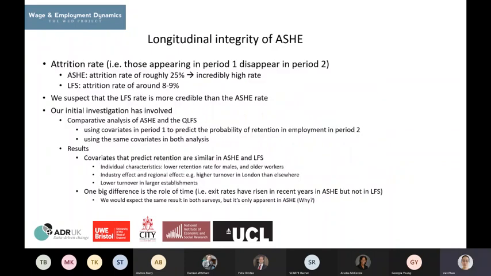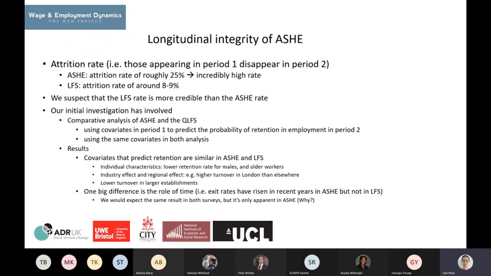And what we are doing now is trying to understand the transition outflow pay. To do it, we try to understand the longitudinal panel element of ASHE. And then we found that the attrition rate in ASHE is quite high. What we mean by attrition rate here is those who appear in period 1 but disappear in period 2. This means the exit rate in ASHE is around 25%, which is incredibly high.